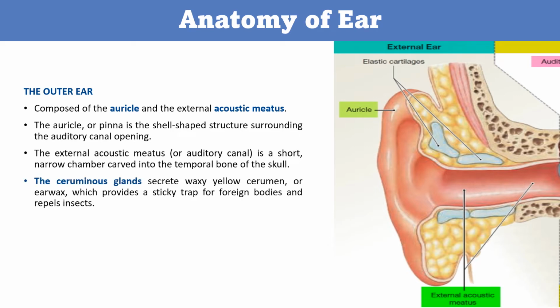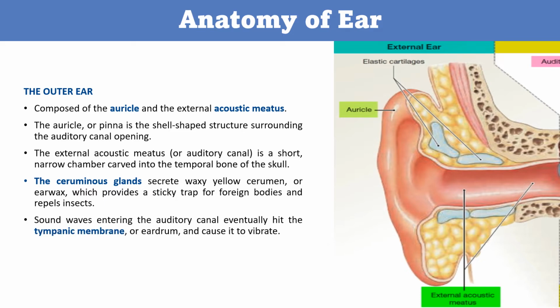The ceruminous glands secrete waxy yellow cerumen, or earwax, which provides a sticky trap for foreign bodies and repels insects. Sound waves entering the auditory canal eventually hit the tympanic membrane, or eardrum, and cause it to vibrate. The canal ends at the eardrum, which separates the external from the middle ear.